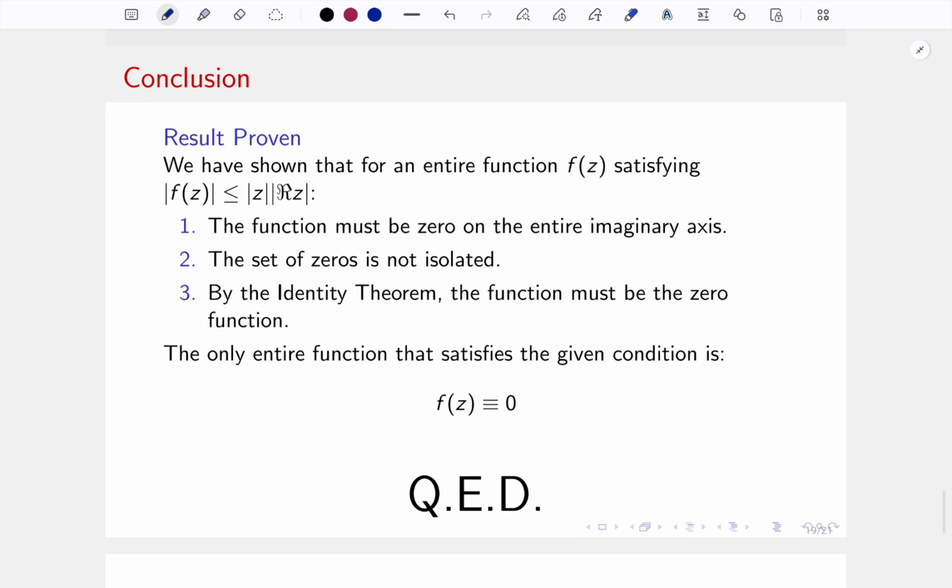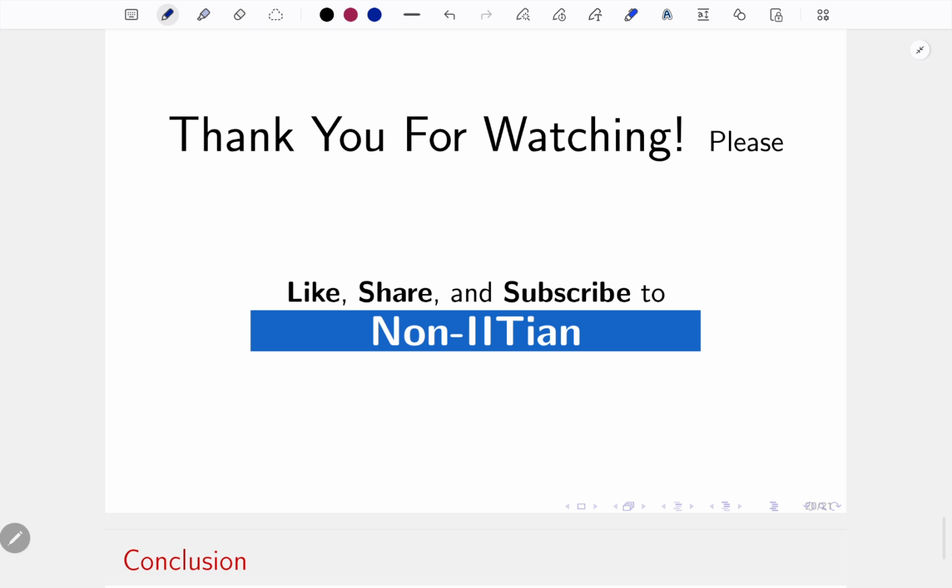So the final conclusion is that the only entire function that satisfies this given condition is f(z) identically 0.